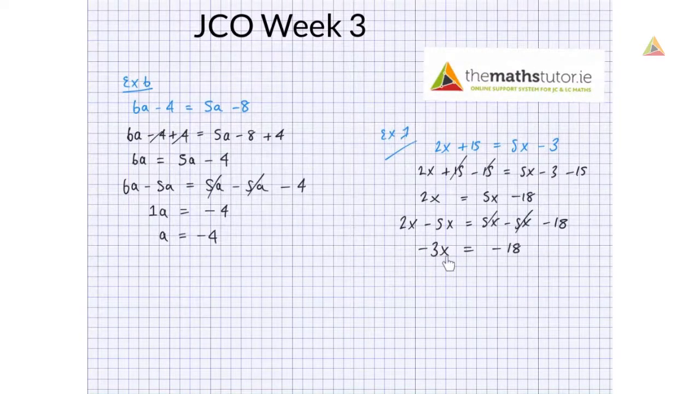So we're dividing by minus 3 on this side, and we're dividing by minus 3 on this side. So now it's going to be minus 3x over minus 3 is equal to minus 18 over minus 3. So they cancel, and you're left with x is equal to minus 18 divided by minus 3, which is going to give us 6, because minus divided by minus is plus.